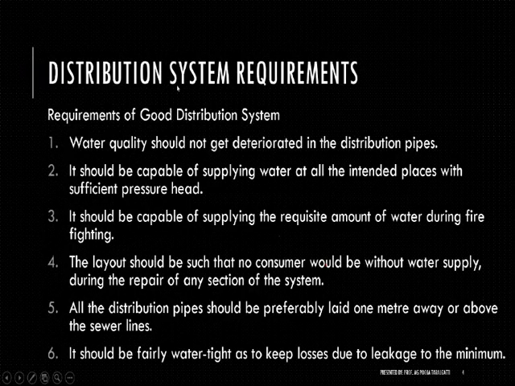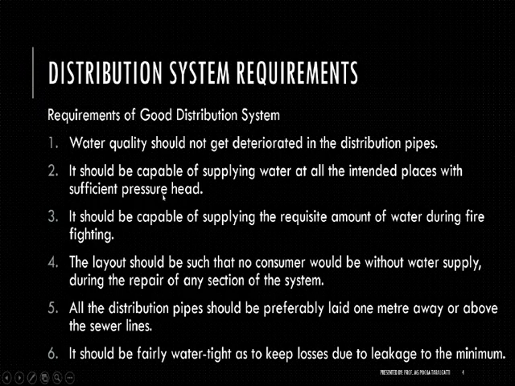Now, what are the main requirements for your water distribution system? What should a good water distribution system have? First and foremost thing, water quality. Whenever you are going to design any distribution system, make sure that the water quality you have maintained in your treatment plant is the same quality given to the consumers. There should not be any quality change in your distribution pipes whenever your water travels through the distribution system.